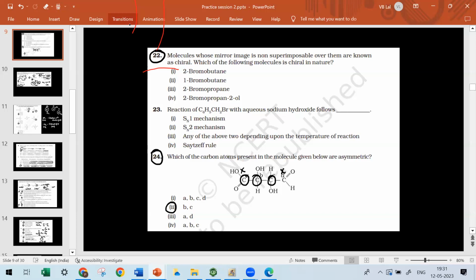Who will tell me the answer for 22? 2-bromobutane, please write. Does it have a chiral molecule? Is it a chiral molecule? Can you tell me? Hari Raghav, can you tell me if this molecule is chiral? This is 2-bromobutane. Does it have a carbon atom which is asymmetric? Hari Raghav?